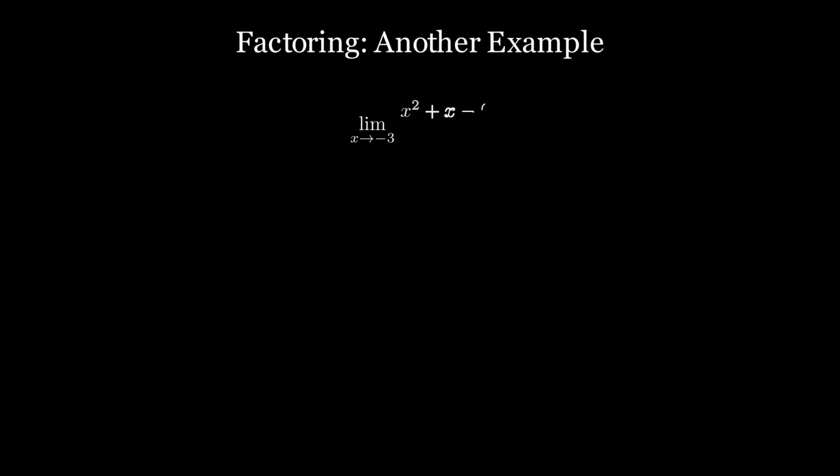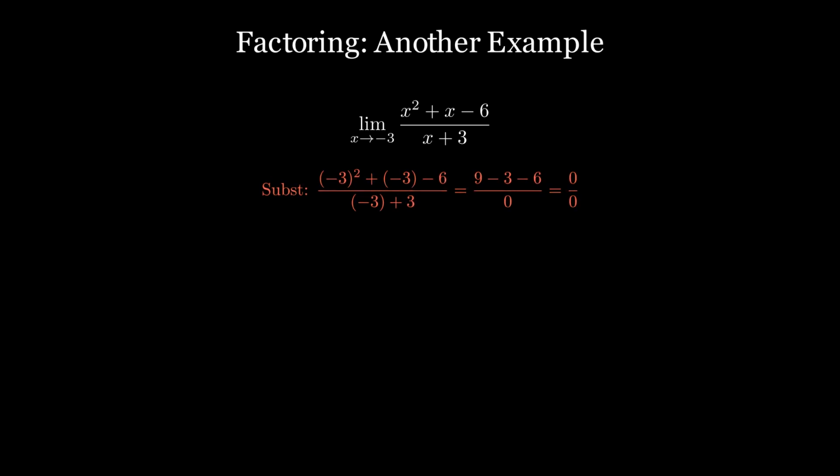Let's try a more complex example. Find the limit of x squared plus x minus 6, all over x plus 3, as x approaches negative 3. First, always try direct substitution. Plugging in negative 3 gives us 0 over 0 again. Time to factor.